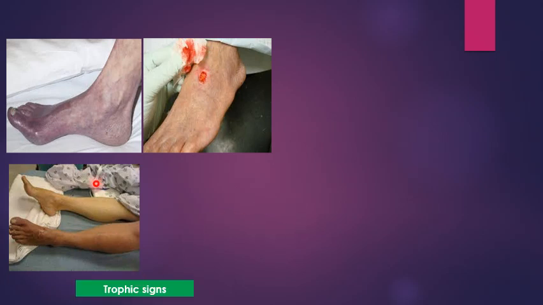Okay, these are known as trophic signs. The skin becomes shiny. There's loss of hair, and the nails become brittle. There's pallor, and there may also be ulcers. So these are the trophic changes that are seen: shiny skin, hairless, tapering, brittle nails, and weak pulse.